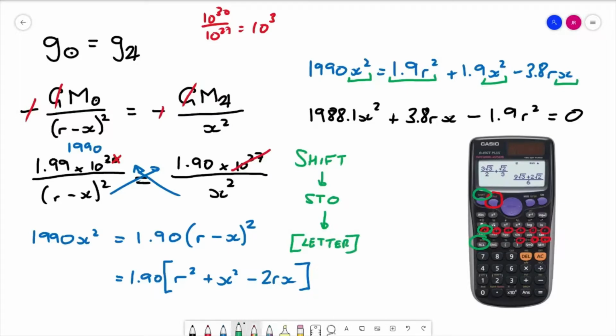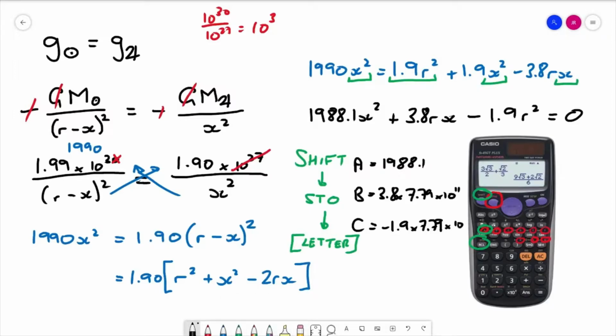So on my calculator, I did exactly that. I went and set it up. A was nice and easy. I just set A as 1988.1. Then I did B as 3.8 multiplied by 7.79 times 10 to the 11 and stored that in there. And I did C as minus 1.9 multiplied by 7.79 times 10 to the 11. Apologies there, running out of space.